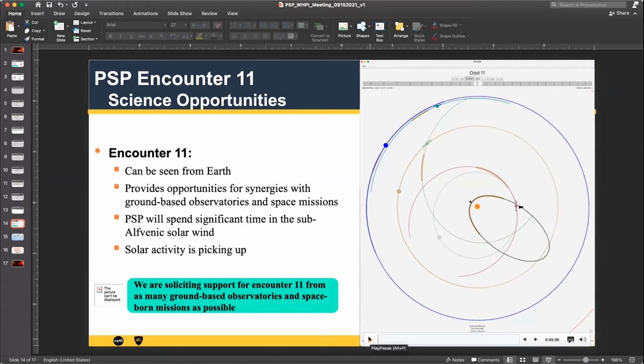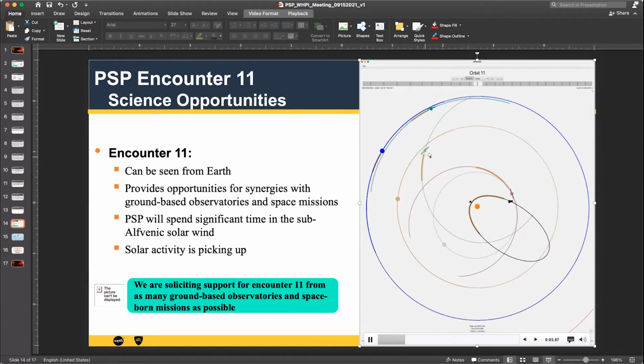Let me now go very briefly to talk about Encounter 11. Why Encounter 11 is similar, but in a way it's better than Encounter 7, and it's not better, but it has some more benefits to science, probably more than 4 and 7. There are two reasons. In terms of geometry, for Earth, it's similar to Encounter 4 and 7.